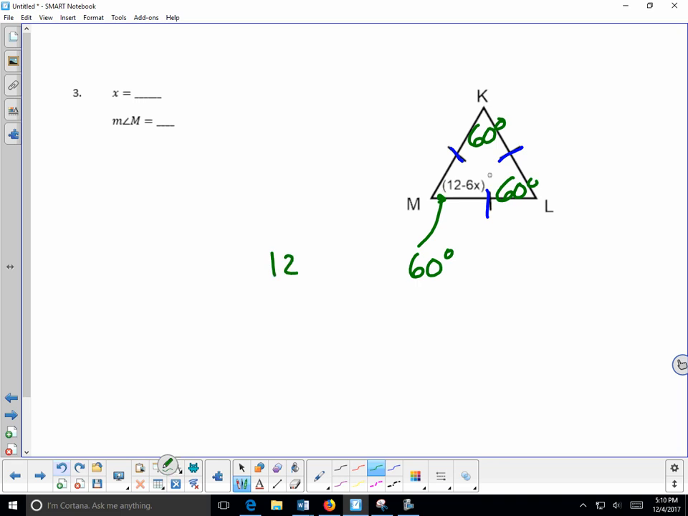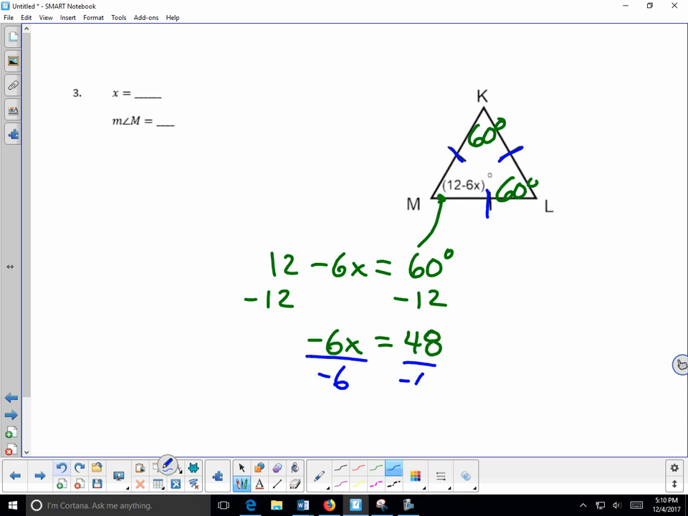So let's set 12 minus 6x equal to 60. And if we subtract 12 from both sides, we get negative 6x equals 48. And then we divide both sides by a negative 6. We would get x equals negative 8.